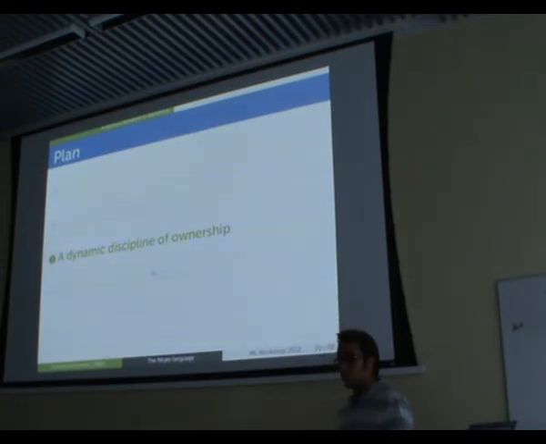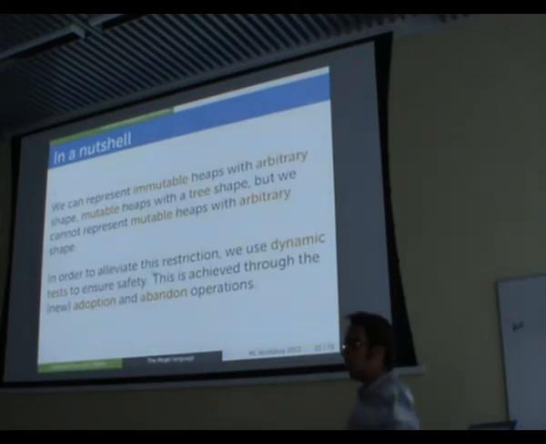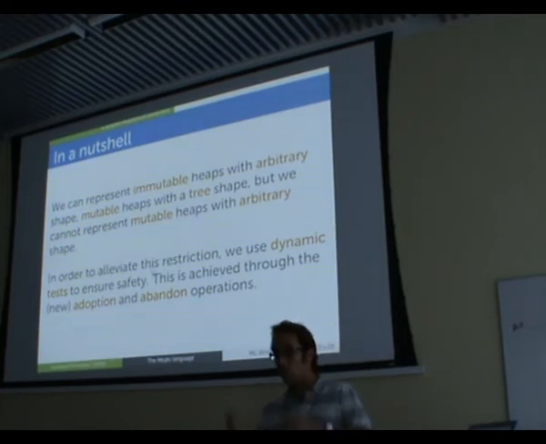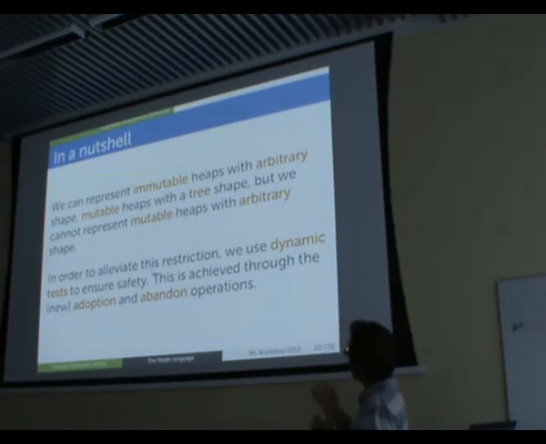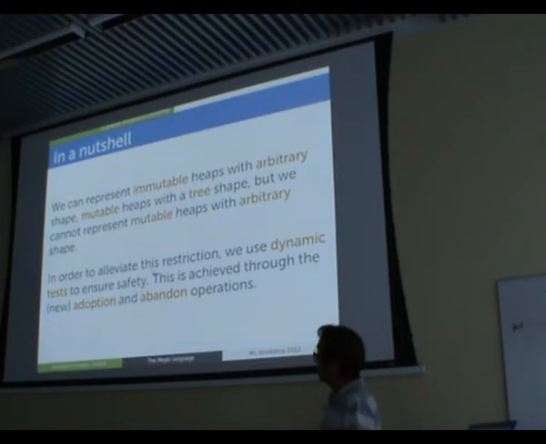For those complicated patterns, instead of having super fancy types that express the fact that it is sound, we decided to go with dynamic checks. So we don't pollute the static type system, but instead we do dynamic checks to make sure a mutable object cannot be owned by two people at the same time. So the things that we cannot represent are precisely mutable heaps with arbitrary shape.